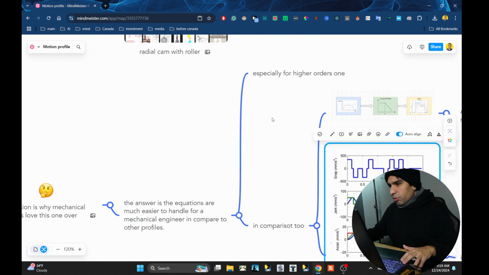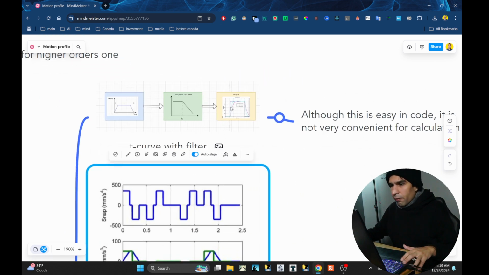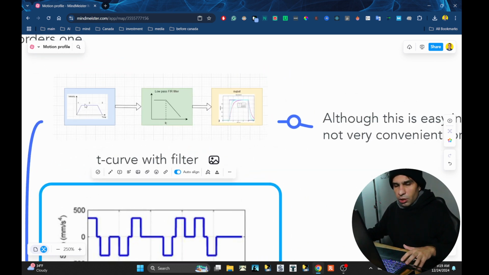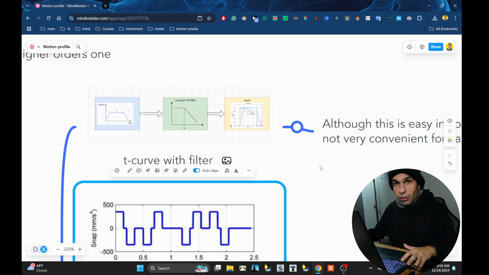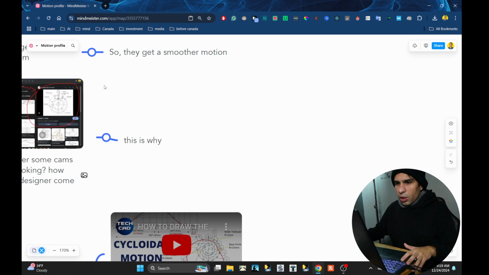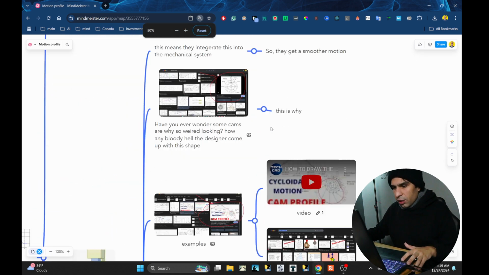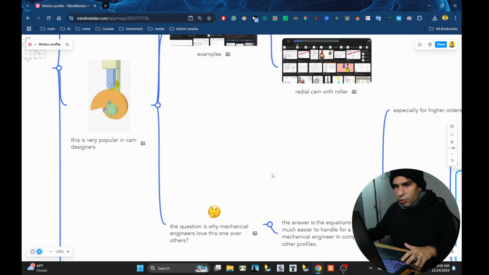So for example, in the previous videos I told you that you can have something like a trapezoidal drive, and in the trapezoidal drive you can put a low pass filter, those kinds of things, right? Although a low pass filter is a simple solution, that one is good for somebody with a control background who can do digital programming. But for some mechanical engineers, this one is difficult. Just giving you a straightforward formula like this is much easier to manage. So this is the reason that they love to use this profile for designing cams.